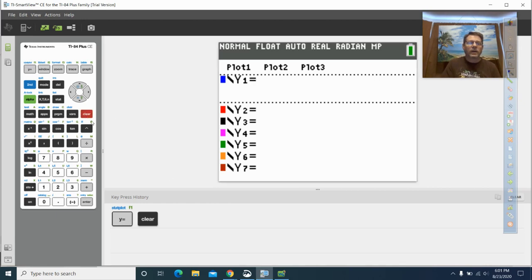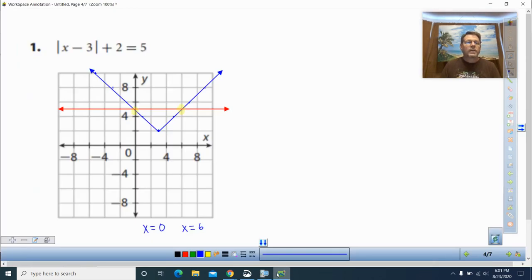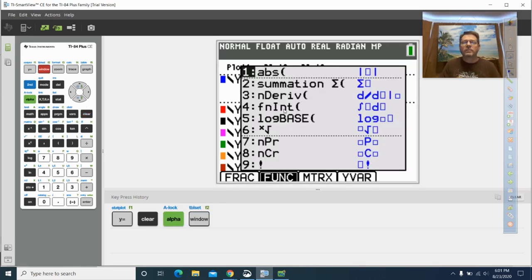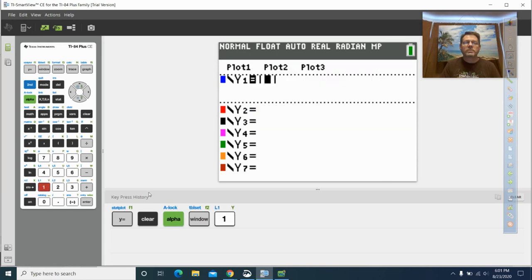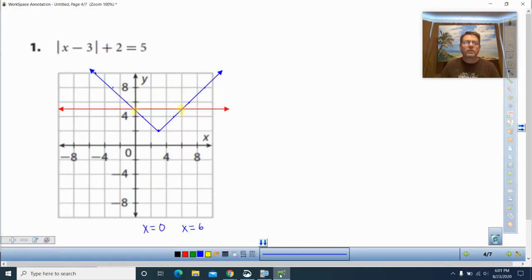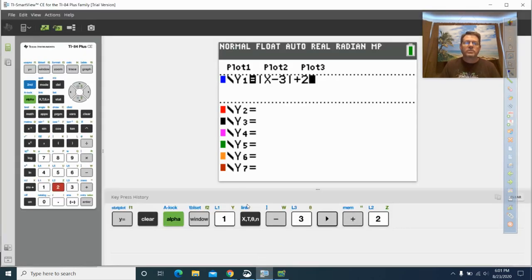Clear that guy out of there. I've forgotten what it said. What did it say? Okay, absolute value of x minus 3 plus 2. So I'd like to do alpha window, which is F2. Pick 1. There's my absolute value of x minus 3. So x minus 3. Now I'm going to get out of the absolute values. And I think it said plus 2. Let me check real quickly here. Yes, plus 2, and the other was 5, right?